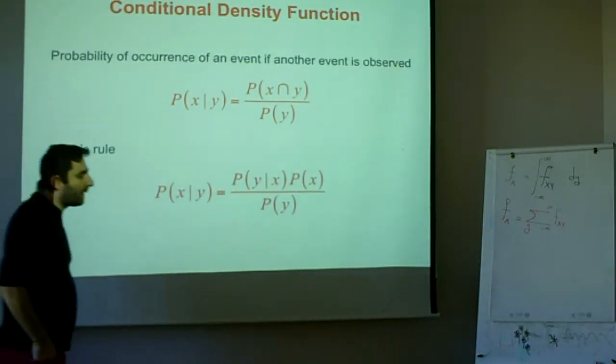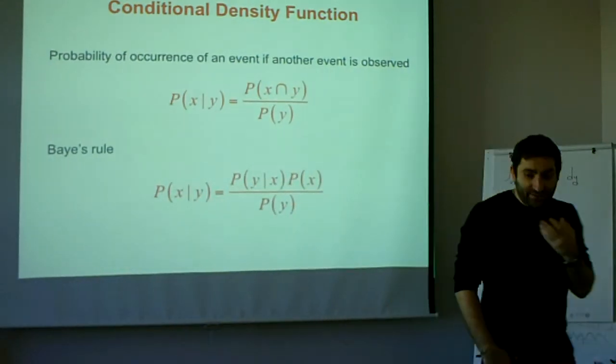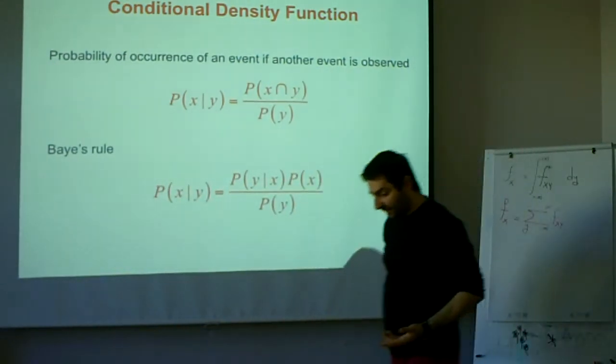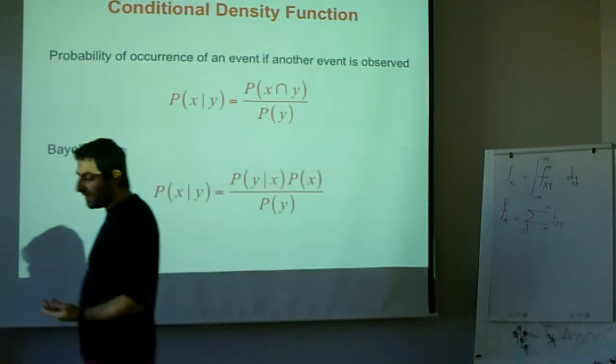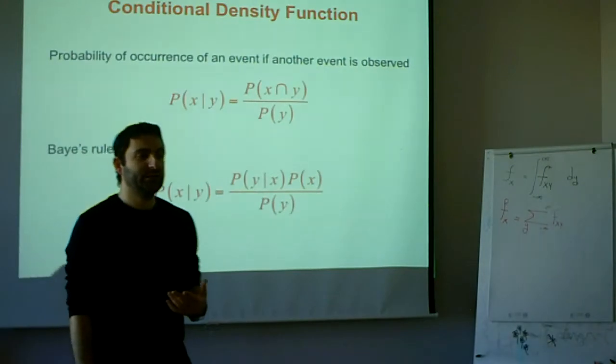Now, another important aspect in probability, still we are revising probability, another important aspect is the Bayesian rule. And it's called the conditional distribution function.